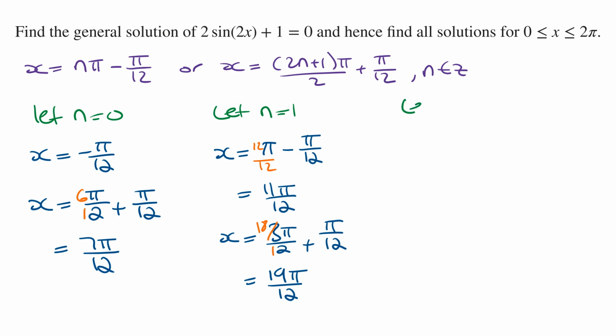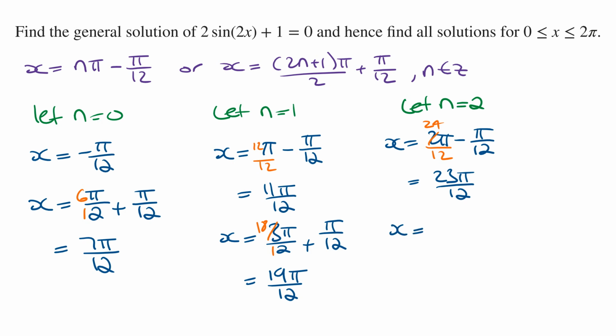And then if we let n is equal to 2, subbing this into the first rule, we're going to get x is equal to 2 times pi minus pi on 12. And so simplifying this, this will be over 12, and this will become 24. And so then we're going to get 24 pi minus pi. This is going to equal 23 pi on 12. And so this is going to be the next solution.